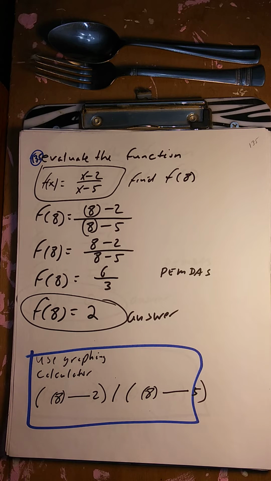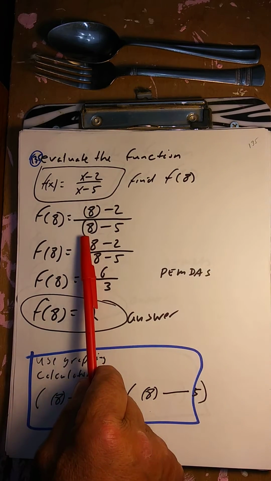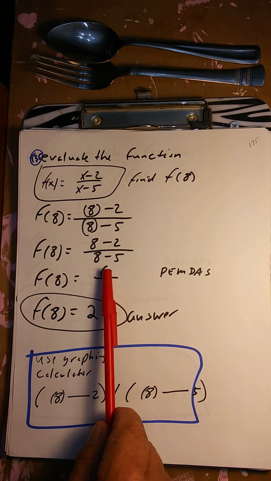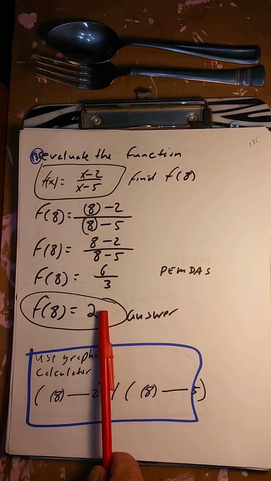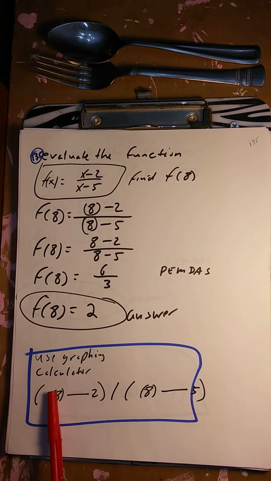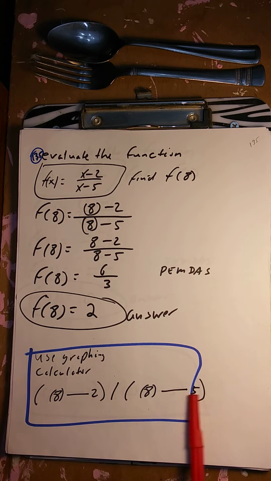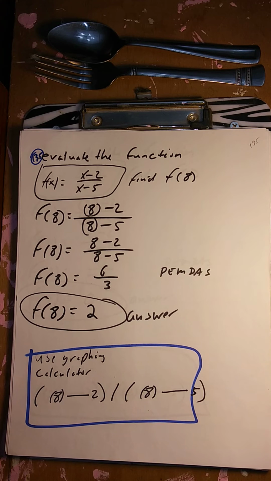How about this one? F of 8. Put an 8 in there. Put an 8 in there. So 8 minus 2, 8 minus 5. It's going to be 6 over 3. Positive divided by positive is going to be a positive 2. Yeah, it works. And again, put all these parentheses just like they are right here, okay? When you put it in your graphing calculator. Just like that.